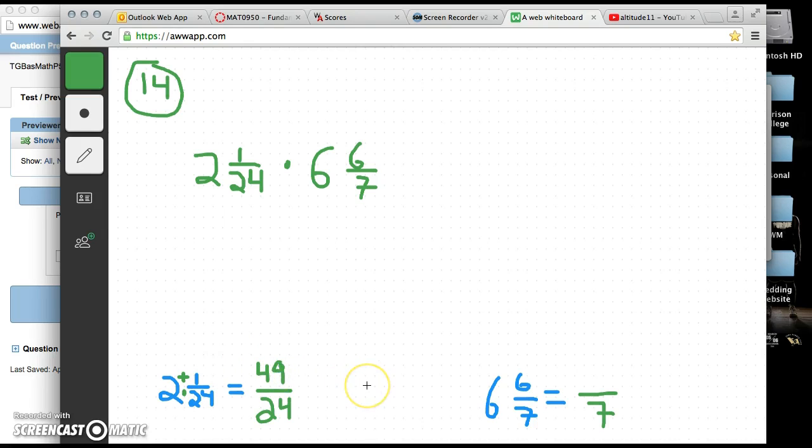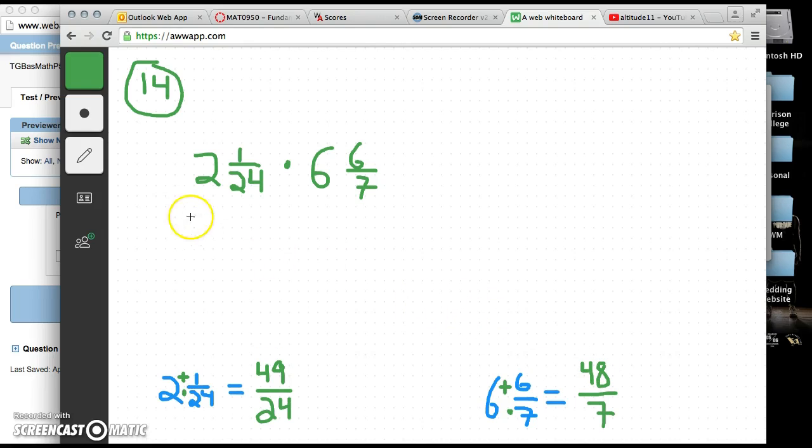All right, and that works the same way every time. So we have 7 times 6. So 7 times 6 is 42 plus the 6 that we have here in the numerator. 7 times 6 is 42. 42 plus 6 is 48.